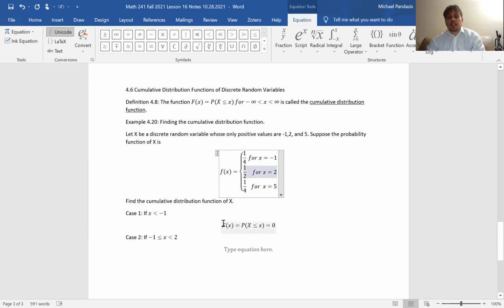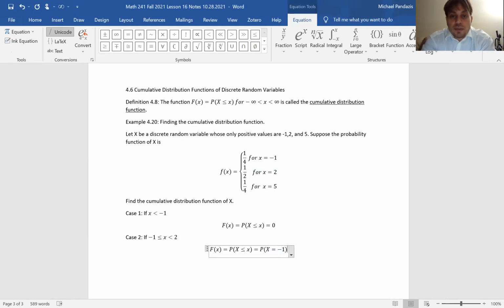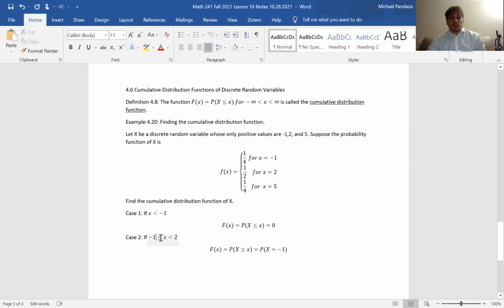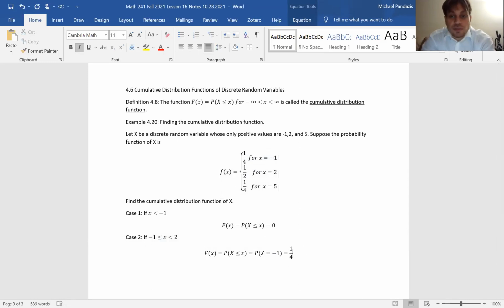And so the probability that capital X is at most little x is equal to the probability that capital X is equal to -1, because x is greater than or equal to -1, so it contains this x value, but it does not contain 2 and it does not contain 5. It's strictly less than 2. So when you compute this probability, the only x value that matters is x equals -1, the only one of those three values in this interval. And so it's equal to that probability, which equals 1/4.